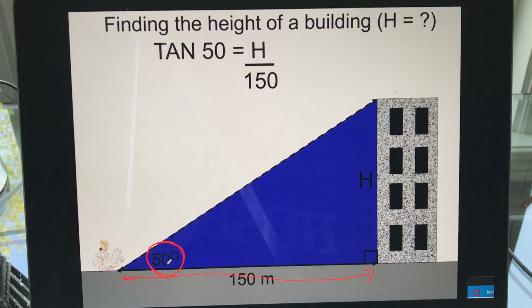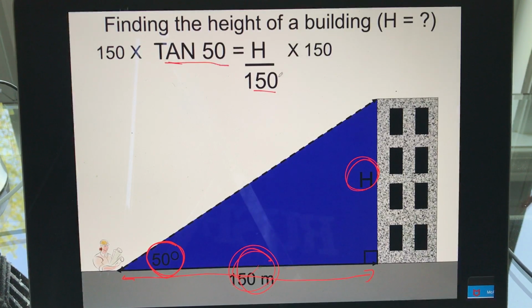Well, this is my primary angle theta. This is the opposite. This is the adjacent. So I know tan uses opposite and adjacent from SOHCAHTOA. So tan 50 equals h over 150. This is a proportion. It's an equation. Tan 50 is a number loaded into your calculator. 150 is obviously a number, and h is our only unknown, so we can solve this.